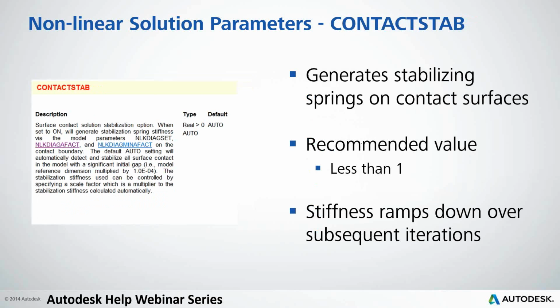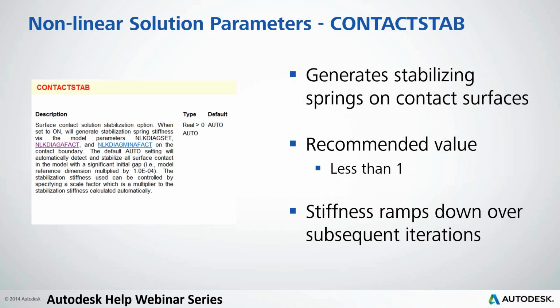The next one is contact stab. So this is a contact stabilization parameter. And what this does is it generates stabilizing grounded springs on the contact surfaces in the model. So on each contact surface that you have defined in the model, it's going to go in and add some very weak springs, depending on the value that you specify, to hold those surfaces kind of in place.